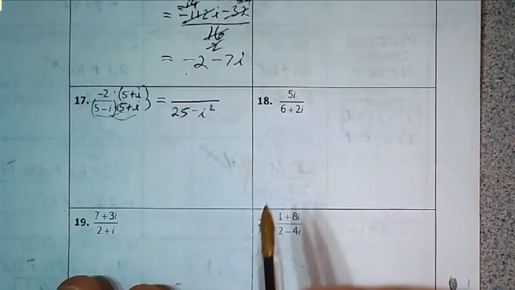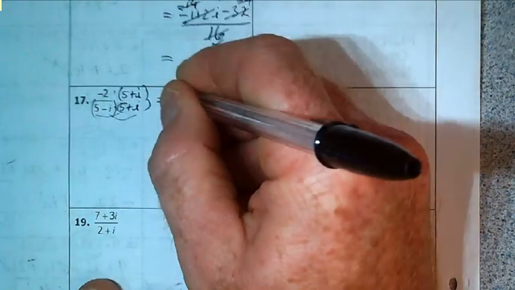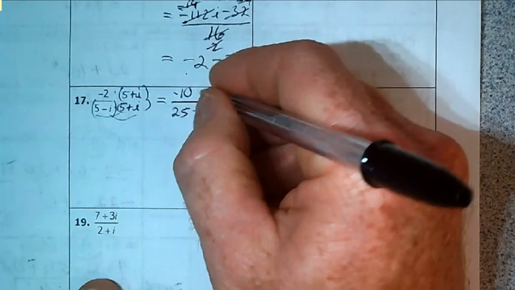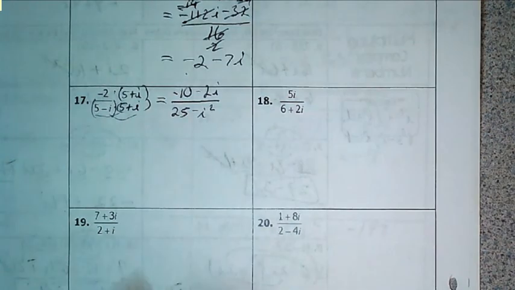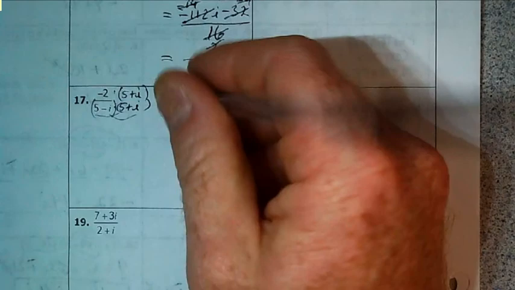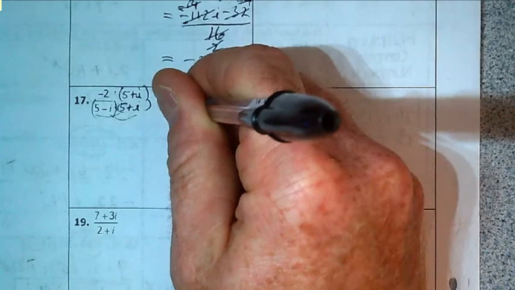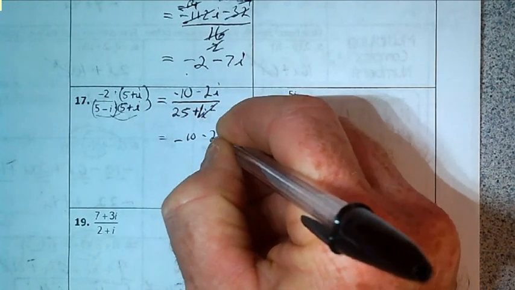So with that said, let's do the numerator. Negative 2 times 5 is negative 10. Negative 2 times i is negative 2i. Okay, what can we simplify? Remember, there's a 1 here. The i squared. i squared changes the negative 1 to a positive 1. So we have a negative 10 minus 2i over 26.